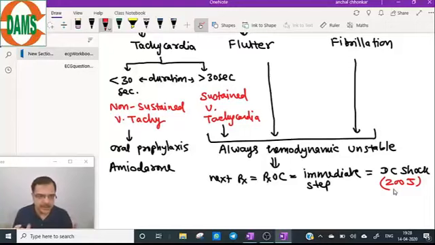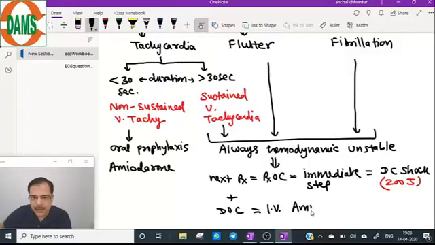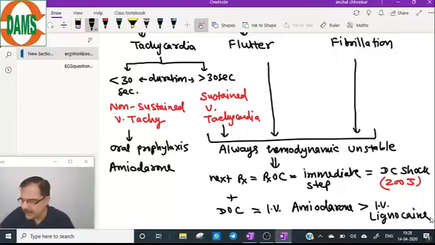But remember, a DC shock is a temporary method, so the arrhythmia can come back again anytime. We want to suppress the ventricle fibers, so we will start simultaneously the drug of choice, which is IV amiodarone, and it is preferred nowadays over IV lignocaine.